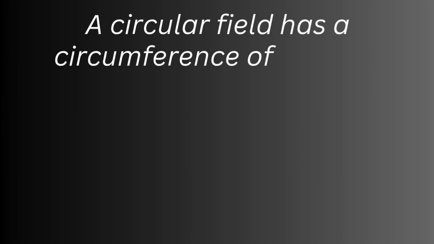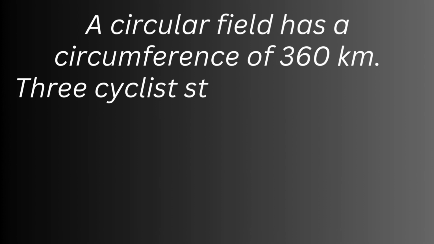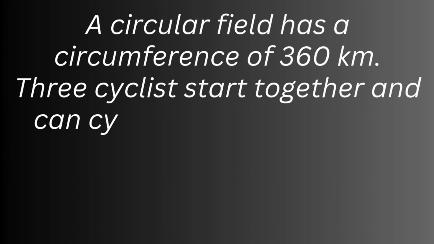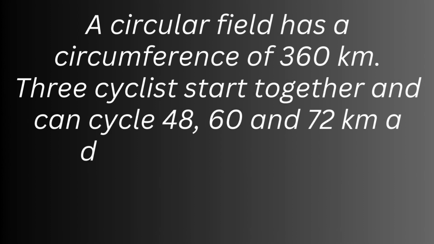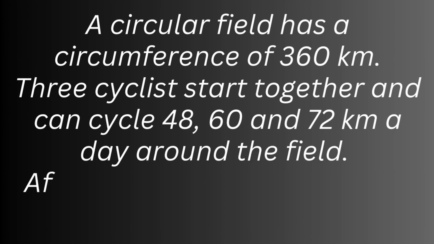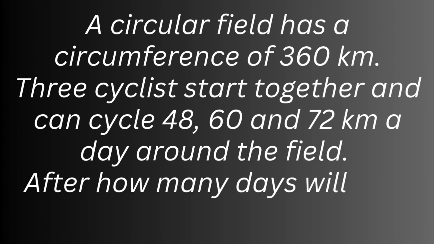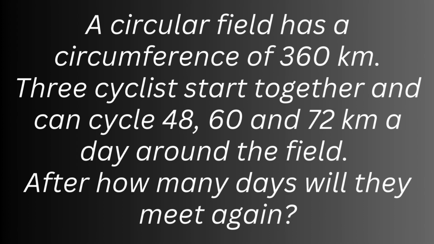In the first question it says a circular field has a circumference of 360 km. 3 cyclists start together and can run 48, 60 and 72 km a day around the field. Now the question here is, after how many days will they meet again?